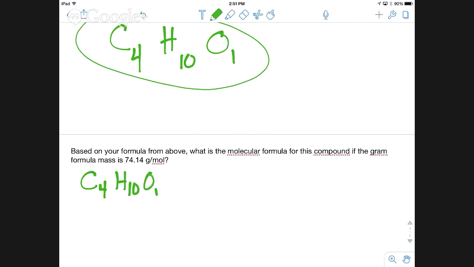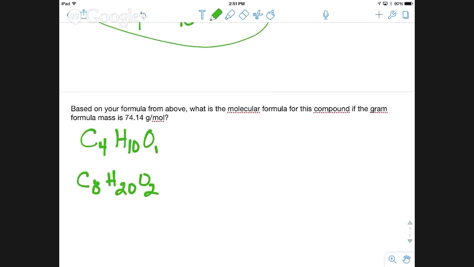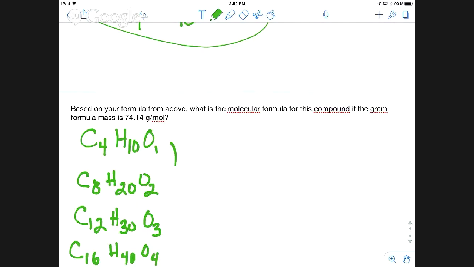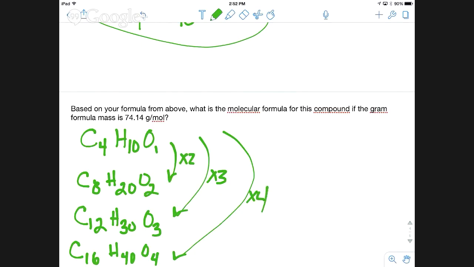C4H10O1. Or we could do C8H20O2, or we could do, let's see, if we go by 3, that'd be C12H30O3, C16H40O4. Basically, I'm just doing times 2, times 3, times 4, because that's all molecular formulas are: a multiplied up version of the empirical formula.